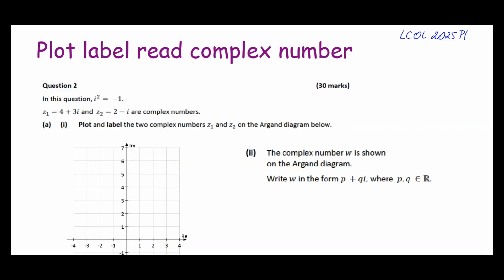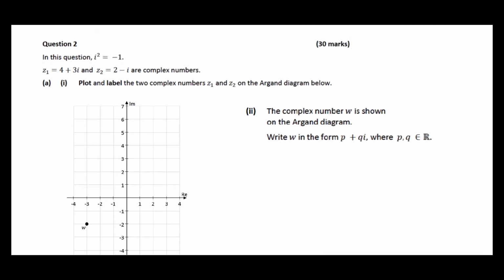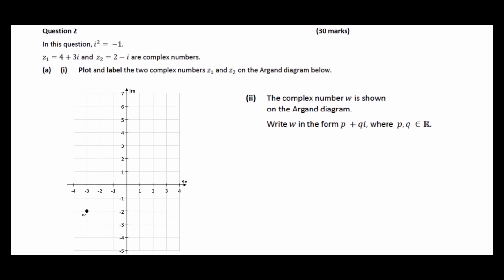Almost every year on your Leaving Cert, you have that part when you have to plot, label, and read a complex number. So let's have a look. Always don't forget that in the beginning of your complex number question, you're going to have that reminder telling you every time you see i to the power of 2, you have to change it to -1. So here we have two complex numbers, Z1 and Z2.